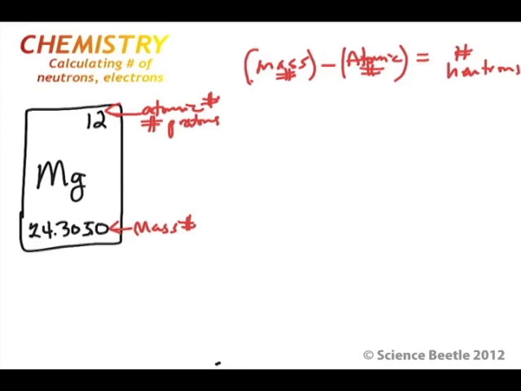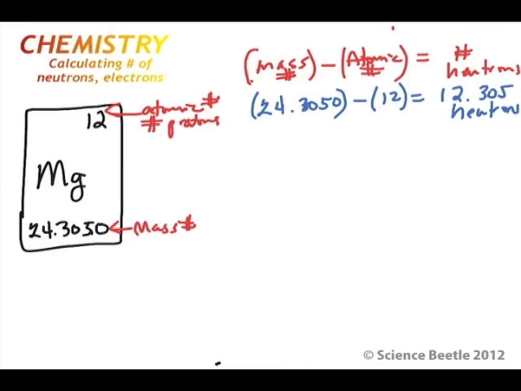Okay, and so in order to do that, let's go ahead and use the numbers now and substitute here. The mass number here is going to be 24.3050. I'm going to subtract from that number 12. And so when I go ahead and do that math, I come up with 12.305 neutrons. Right? So we really can't have 0.305 because these are going to be whole numbers. So the number of neutrons here is going to be 12 neutrons. Right? So that's part of the equation.